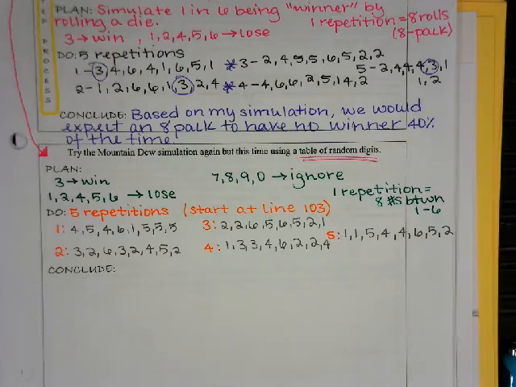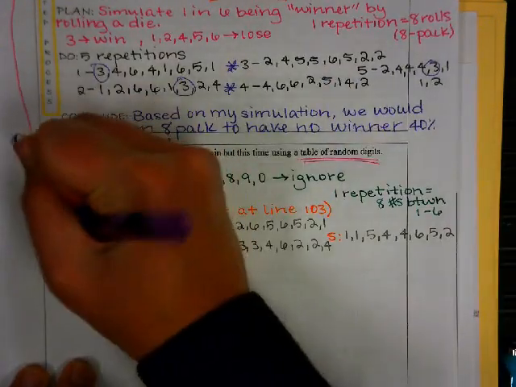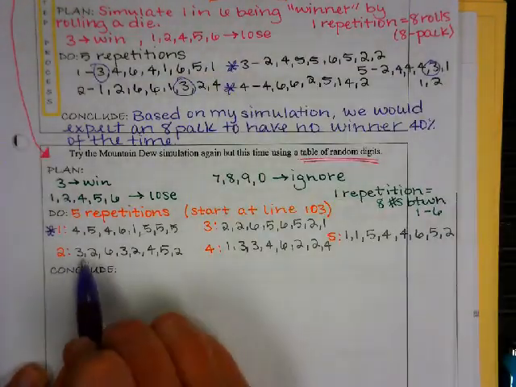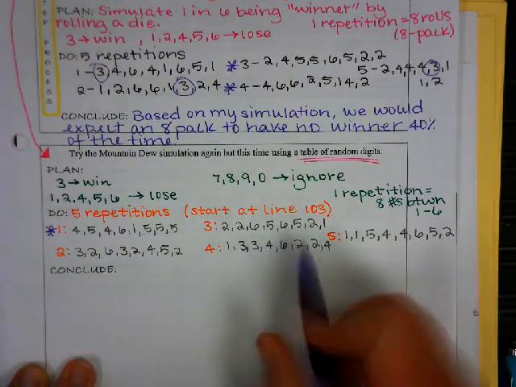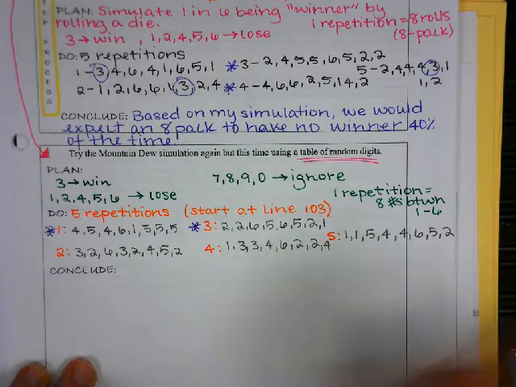So with this simulation, how many of my repetitions don't have winners? 3 means I won. How many of them don't have winners? Nate's back there going like this. 3. There's no 3 in repetition 1, so I have no winner there. I have 2 winners in that 8-pack. I have no winners here. 2 winners in that 8-pack and no winners there.